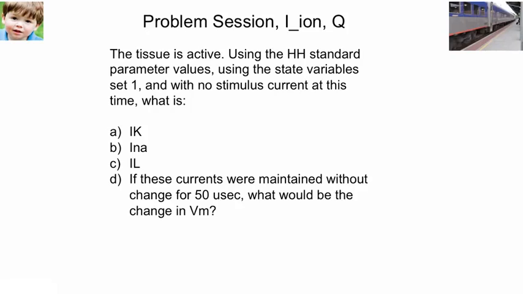And we're asking for this tissue, this membrane, what are the values of IK, INA, IL, the leakage current? And then the most interesting part, part D: if these currents, IK, INA, and IL, were maintained without change for 50 microseconds, what would be the change in VM? So let's talk about how that can be computed.